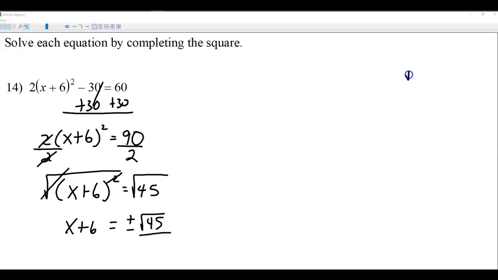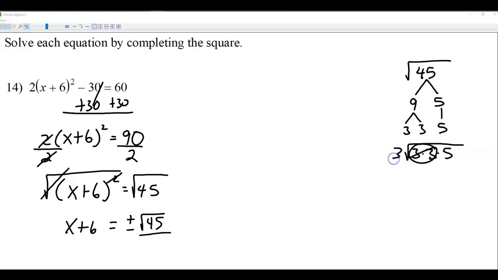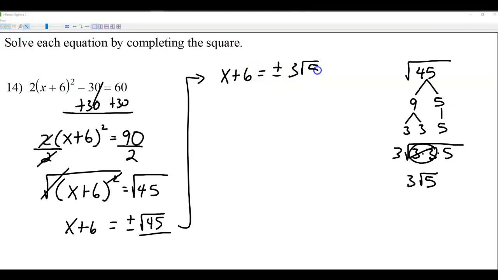I'll do that work over here on the right side of the board. What times what makes 45? Well, that would be 9 times 5. And 9 is 3 times 3. And so we have 2 3s and a 5. For every pair, we could take 1 out. And so we're left with 3 radical 5 as a simplified answer. And so this comes out to be x plus 6 is equal to plus or minus 3 radical 5.